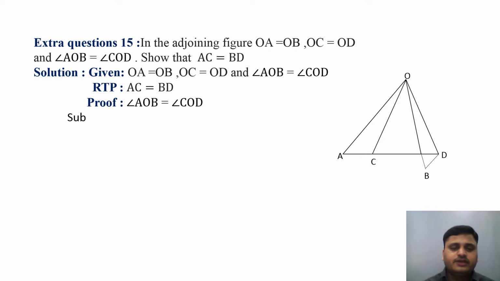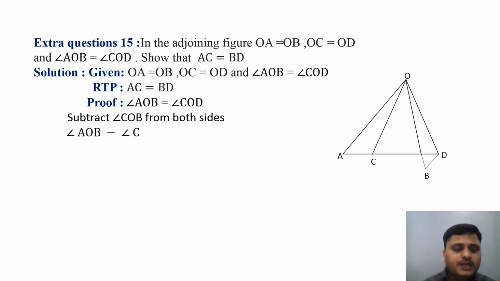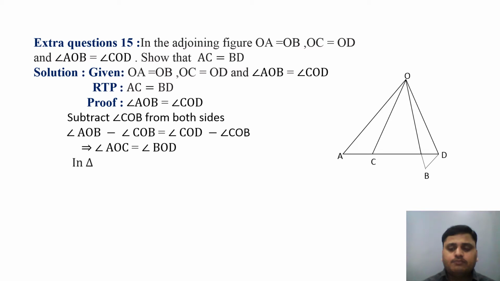It is already given in the question that angle AOB is equal to angle COD. We will subtract angle COB from both the sides. So angle AOB minus angle COB is equal to angle COD minus angle COB. Now what will we get? When you look at the figure, we will get angle AOC equal to angle BOD.